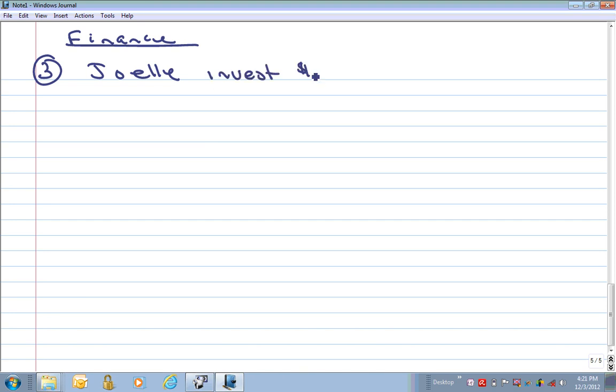All right, last problem of the evening is also about finance. It's going to be a compound continuous problem. So this time, this is our third example of the evening, and it is again over finance. So this time we have Joelle. Okay, Joelle invests $8,000. That's the initial amount, so that's going to be our P value.